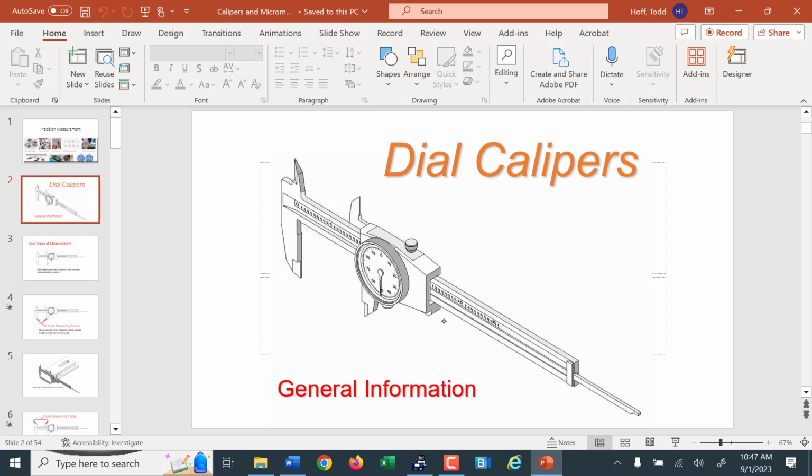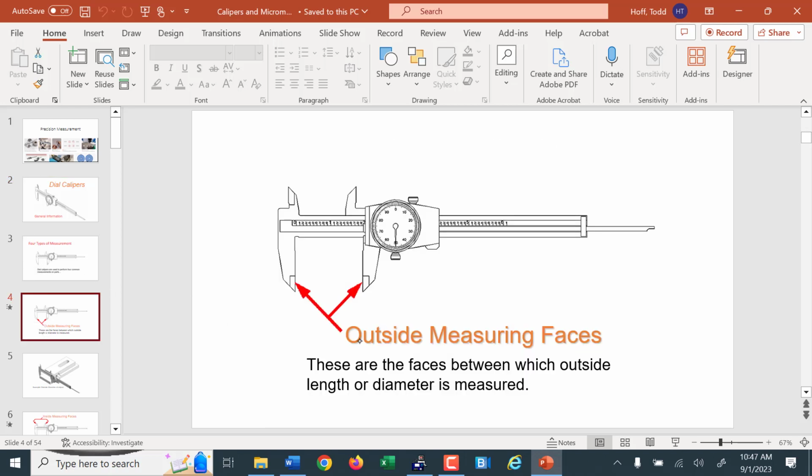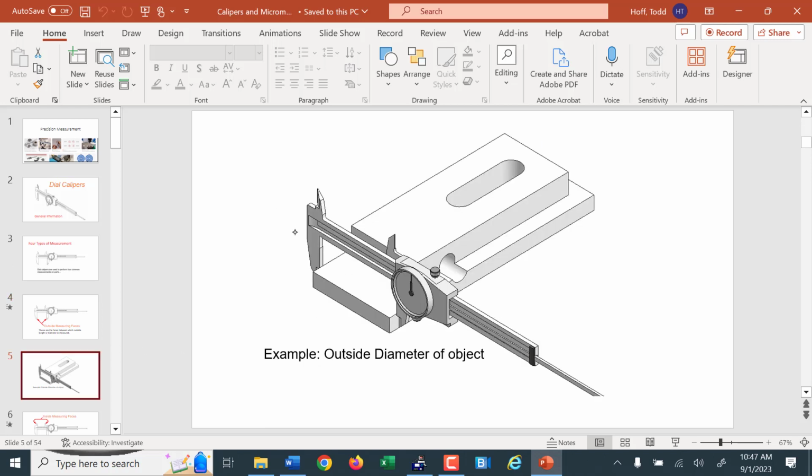So just a quick thing, dial calipers can actually be used to measure in 4 different ways. Most people are only familiar with the first way, which is inside the big jaws, measuring the outside of an object like that.